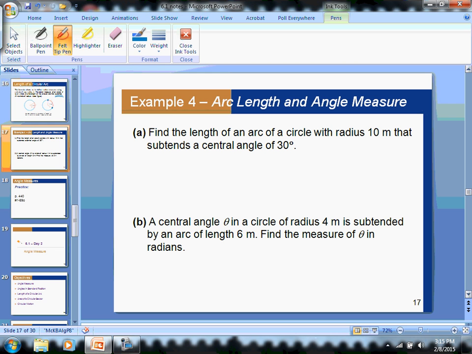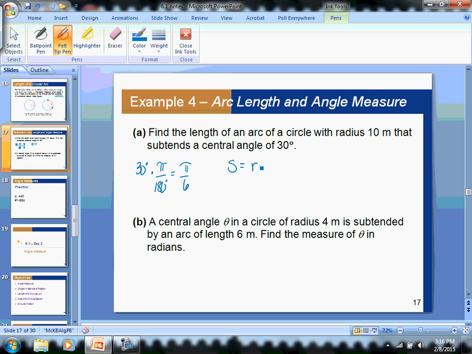Okay, so let's do example 4 here. We have part A and B. We're going to find the length of an arc of a circle with a radius of 10 meters that subtends a central angle of 30 degrees. Now, here in part A, they gave you 30 degrees. So you either have to know the radian measure for 30 degrees, or you have to convert it into radians. So multiply by pi over 180, and that will get you pi over 6. Hopefully you remember that first quadrant in your unit circle where 30 degrees is pi over 6 radians. Hopefully you know that.